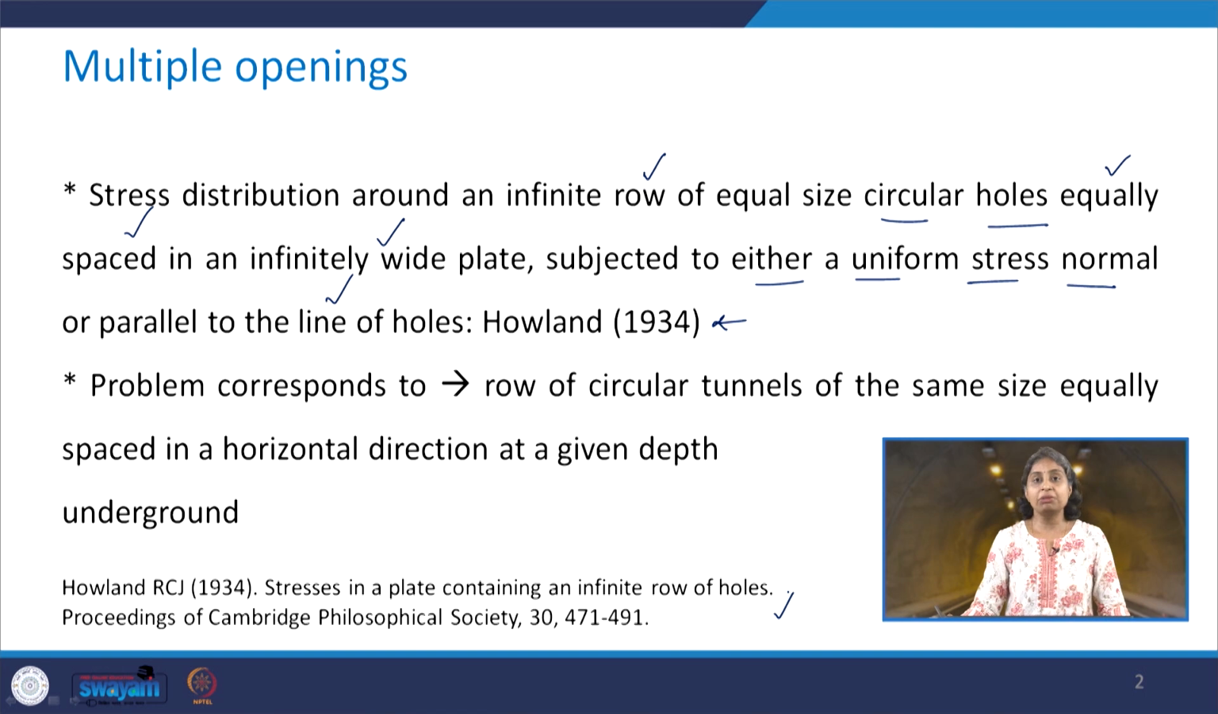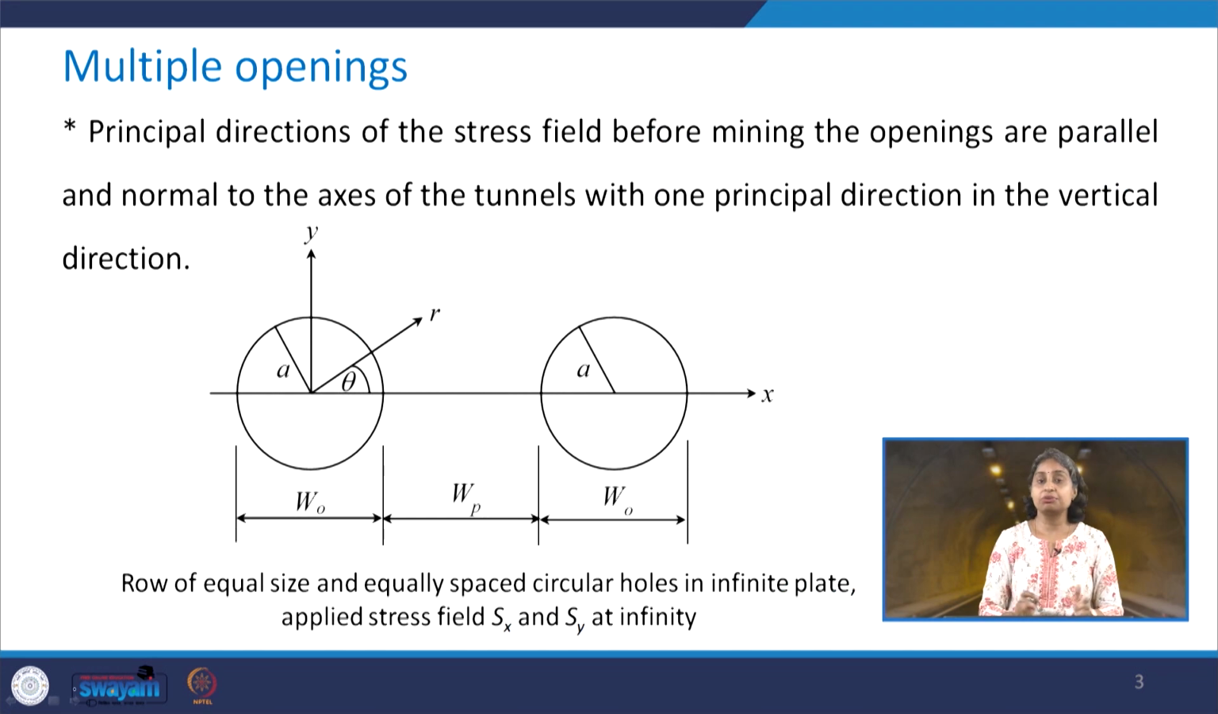So this problem corresponds to a row of circular tunnels having the same size and equally spaced in the horizontal direction at any given depth. That means the level at which the excavation is made for both the openings, or if you have more than two openings, is going to be the same from the ground surface. So we are going to consider such a situation, which is shown here in this figure.